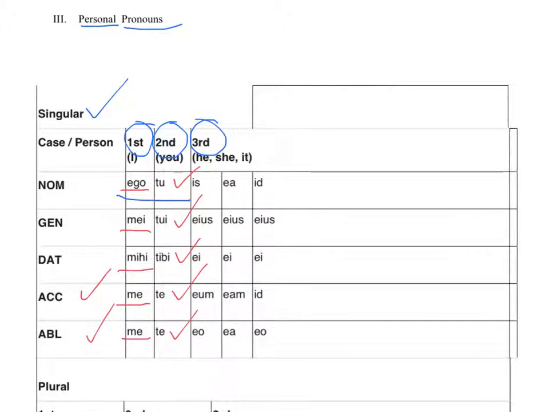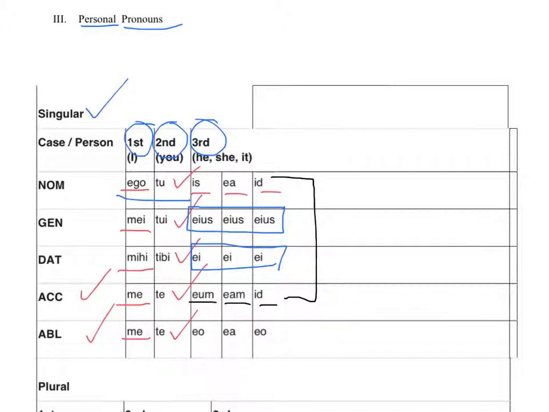If you get into the masculine, feminine, and neuter, you have is for the nominative singular, ea, and id. The genitive then goes back to simplifying things, eius, eius, eius. The dative is ei, ei, ei, again very simple. The accusative is a little bit complicated, eum versus eam and id, but you've learned to know that all nominative and accusative neuters are always exactly the same, id and id. Just like all neuters, nominative and accusative are exactly the same. And again, the ablative shows some variation, eo, ea, eo.